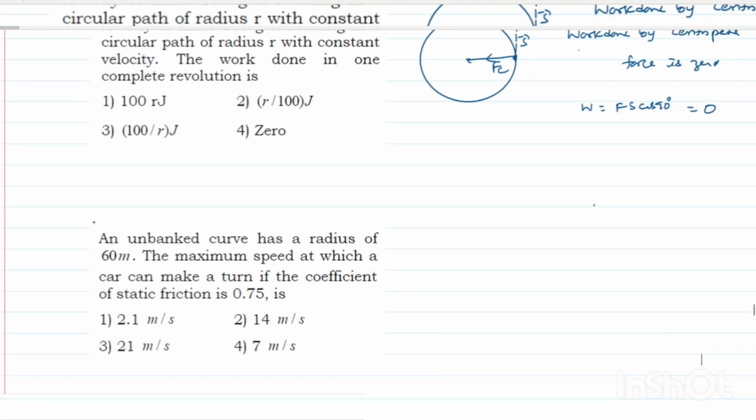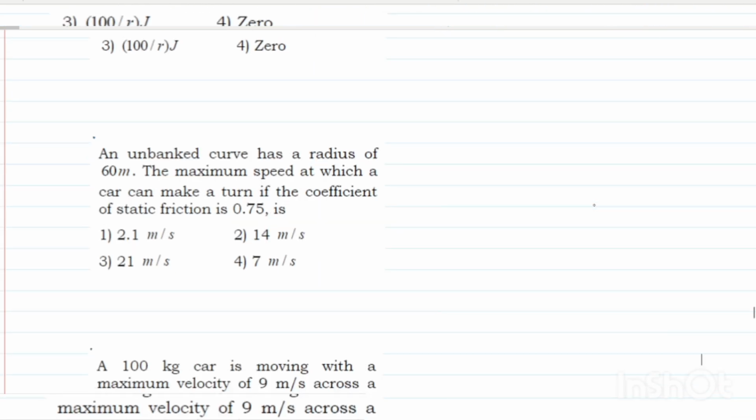Let us see the next question. An unbanked curve has a radius of 60 meter. What is the maximum speed at which a car can make a turn if the coefficient of static friction is 0.75? It's an unbanked road, and a car is going to be moving. The normal reaction acts like this, and mg acts downward. Here the frictional force is going to provide the centripetal force, and the outward force is the centrifugal force.